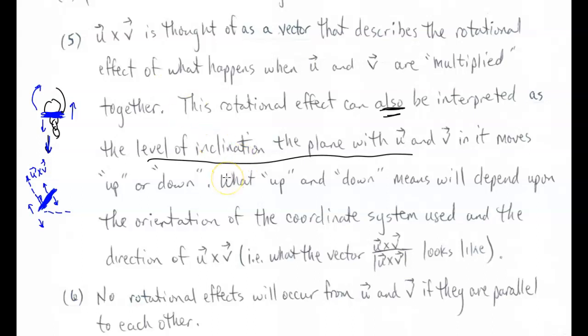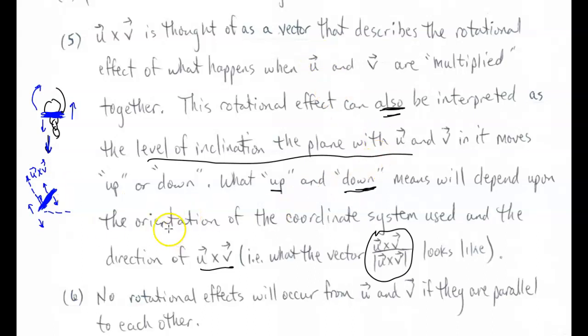Now, in saying all that, again, what constitutes going up or down for this plane will depend upon, of course, the orientation of the coordinate system that we use and the direction that our vector u cross v will be in. And of course, when we say the direction of it, by definition, the direction of a vector is indicated by its unit vector. And that's just a vector divided by its own magnitude.